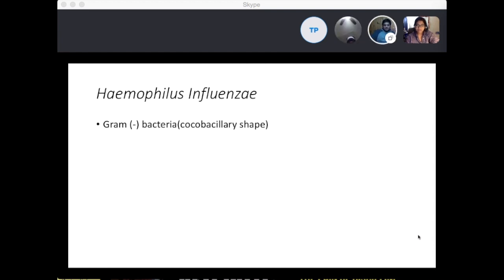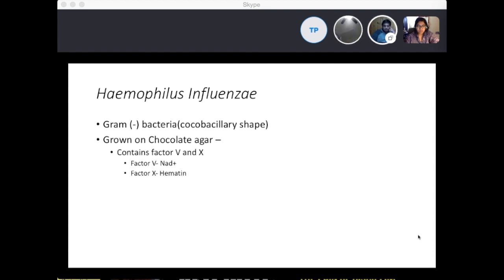So what is special about Haemophilus influenzae as far as the agar that's used to culture it? Blood agar? No. Unless they have a different name and I missed it. I'm looking for chocolate agar. It contains factor 5 and factor 10. Factor 5 is where you're going to get the NAD+, and factor 10 is where you're going to get hematin for growth.